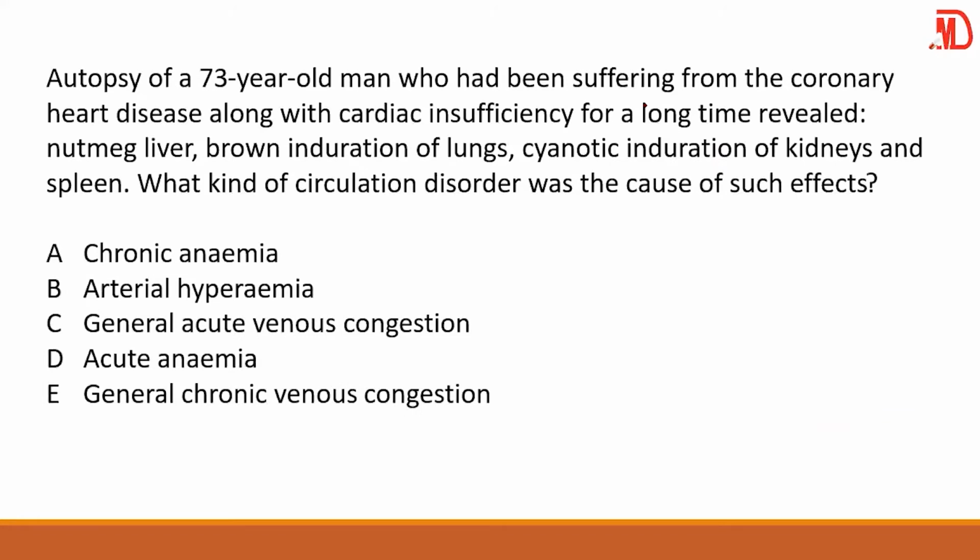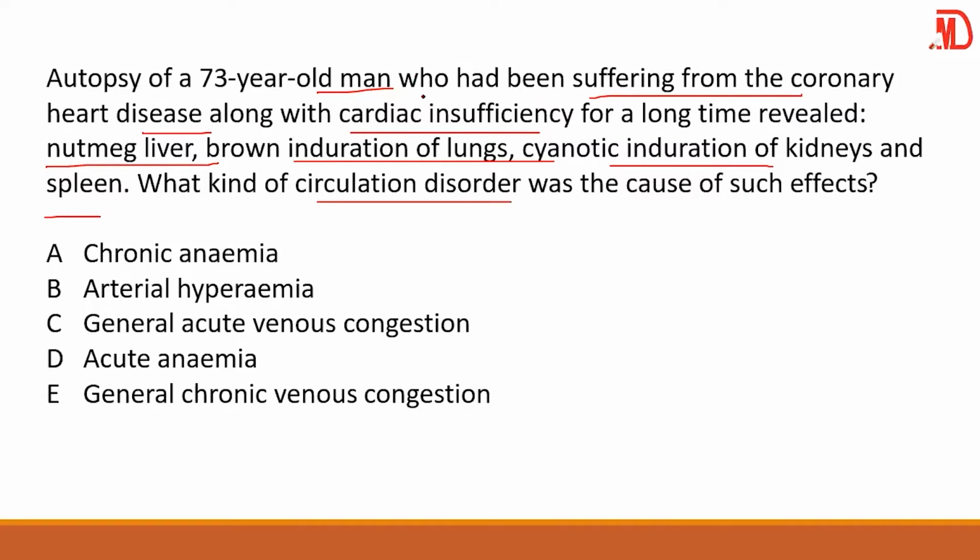Autopsy of a 73-year-old man who had been suffering from coronary heart disease along with cardiac insufficiency for a long time revealed nutmeg liver, brown induration of the lungs, cyanotic induration of the kidneys, and the spleen. What kind of circulation disorder caused such effect?